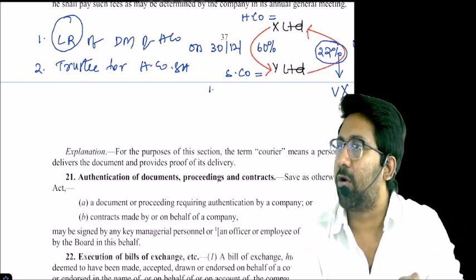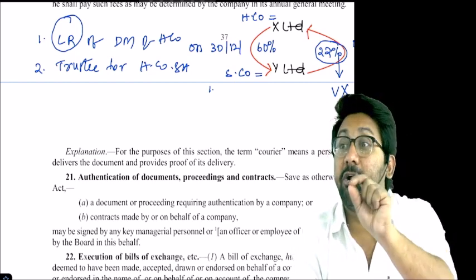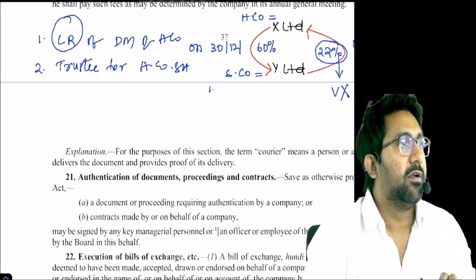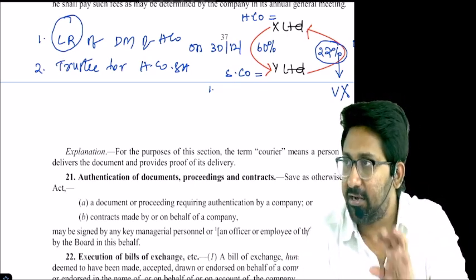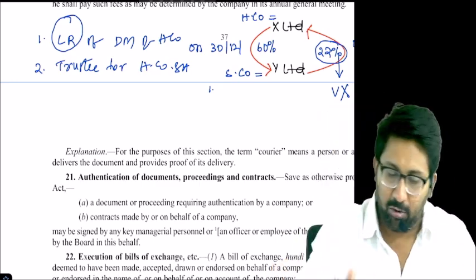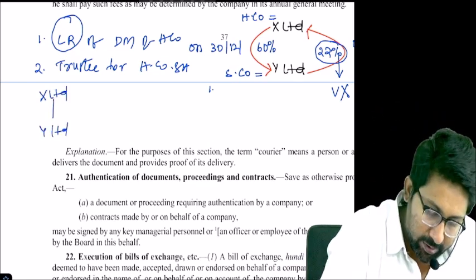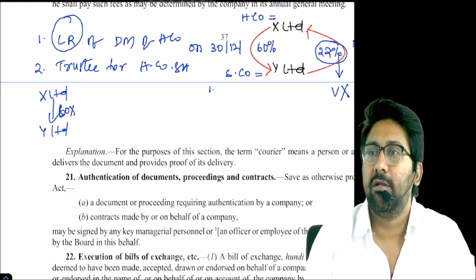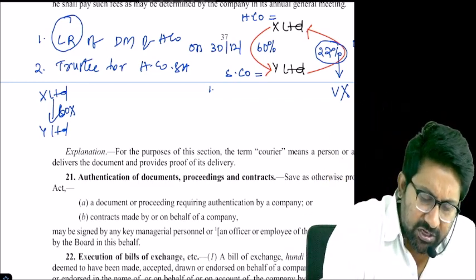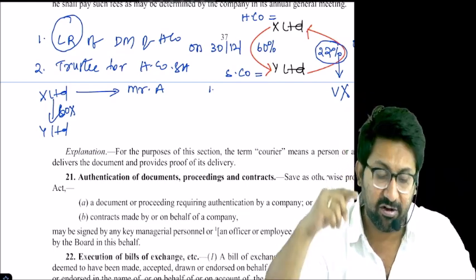There is a person called Mr. A. Mr. A is an individual, a shareholder of TCS, holding the shares of TCS. Clear everyone? Now listen, I will give you an example. X Limited, Y Limited. X Limited holds 60% in Y. One of the shareholders of X Limited is Mr. A. He is a shareholder of X.